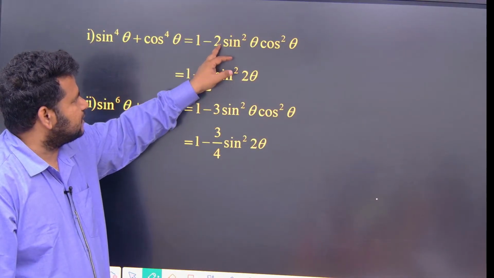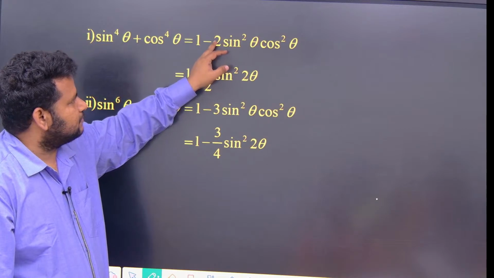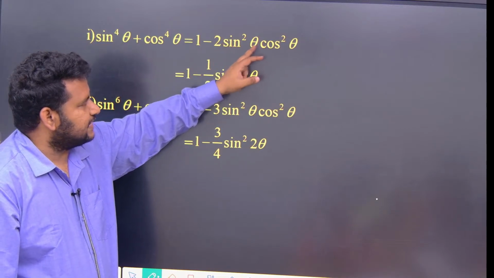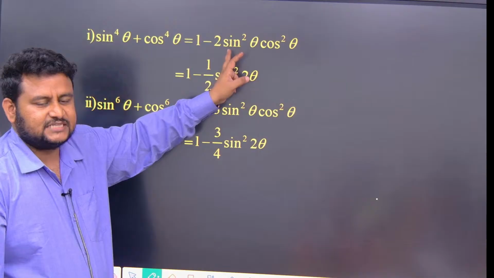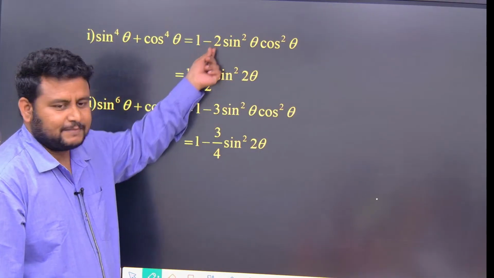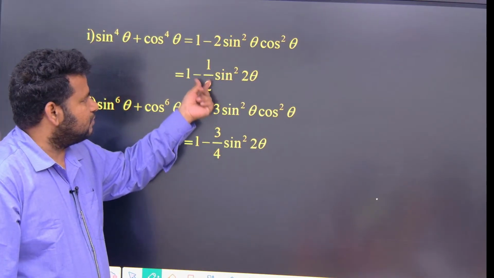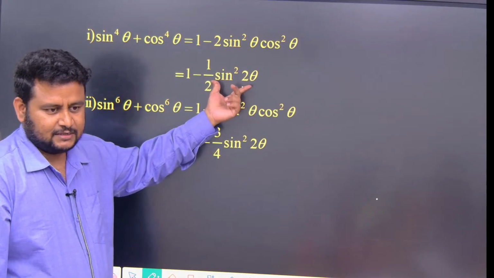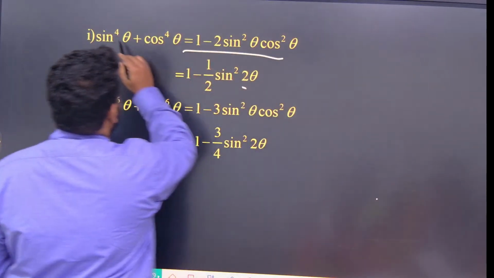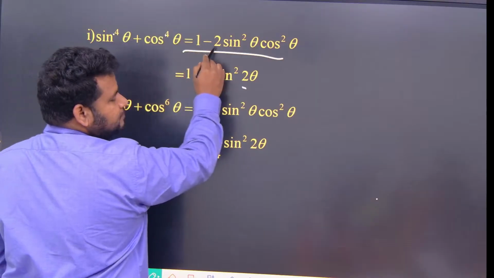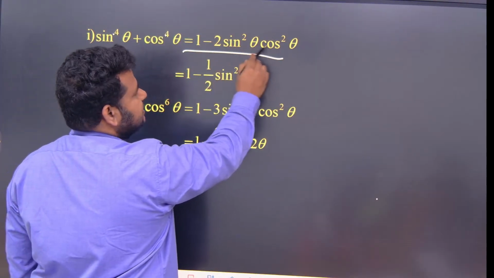So see here what you can do, here you multiply by 2, so this will become 2 sin theta cos theta, again 2 sin theta cos theta, this will become sin square 2 theta. But if you are multiplying by 2, you have to divide by 2. So this is 1 by 2 sin square 2 theta. Understood how it is coming? But you have to remember this. So sin 4 theta plus cos 4 theta is 1 minus 2 sin square theta cos square theta.